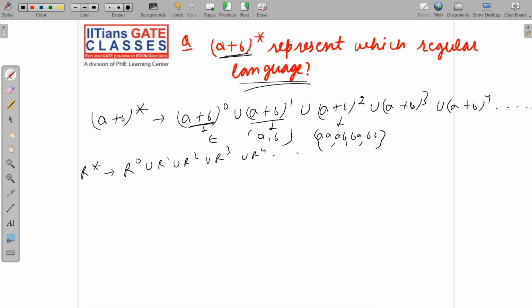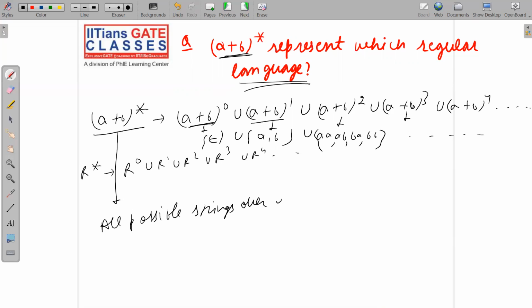Now I think you are getting the idea. Union this, all possible strings whose length is 3, and so on. So I hope you have got the point that (a+b) whole star is representing all possible strings over a and b.